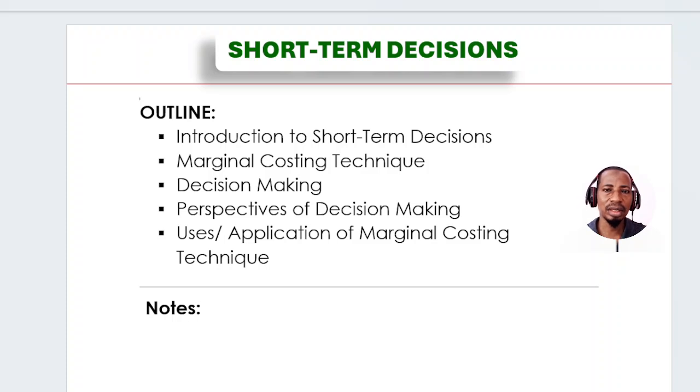Generally, decision-making involves the process of selecting a course of action from among different alternatives. Hence, the decision of this nature will be examined critically under two perspectives, including one, the economic perspective, and two, the qualitative perspective. Let's take it one after the other.